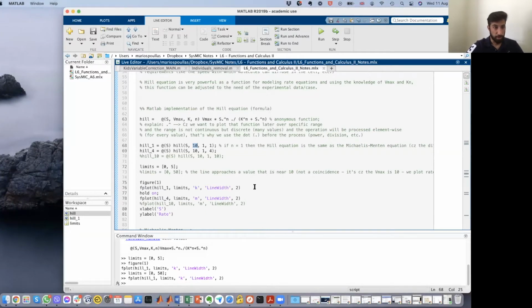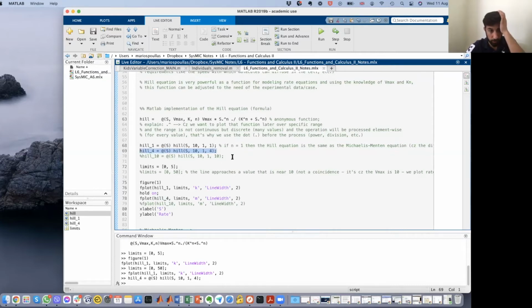That's the reason. Let's give it now a different number for the exponent. I'm giving it the number 4 there. If I run it, I'm naming the equation Hill 4 because the exponent is equal to 4. Let's plot it and see how it looks.